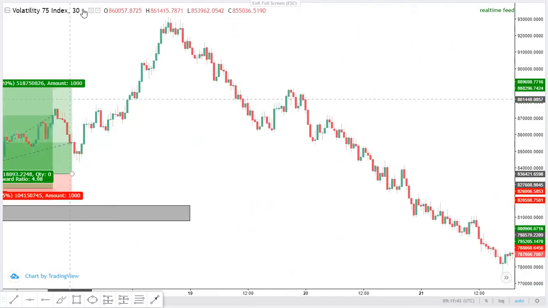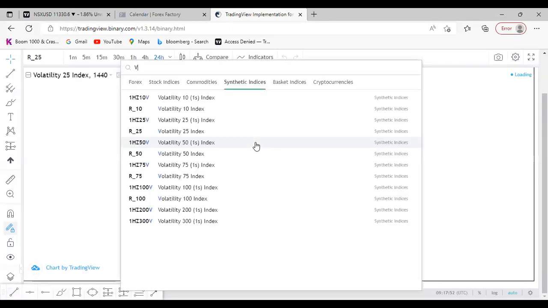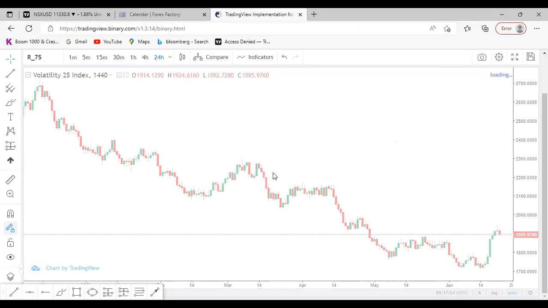So that's that for the buys. Now let's look at the sells together. I just want to remove everything on the chart. Then VIX 75.